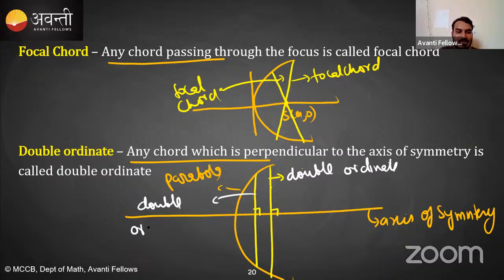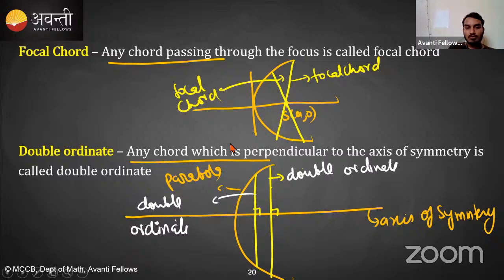Double ordinate. Is this clear, students? So what is a double ordinate? Any chord which is perpendicular to the axis of symmetry is known as a double ordinate. That's all. But there can be infinite double ordinates. Yes or no? There will be infinite chords which are perpendicular to the axis of symmetry.